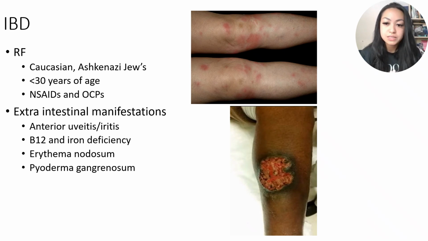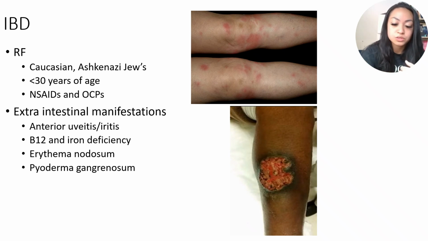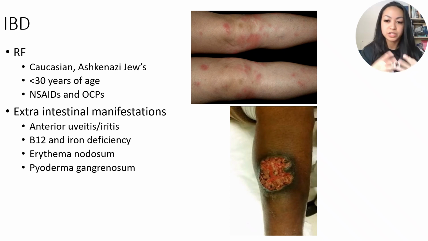Okay, so today we're going to talk about inflammatory bowel diseases, or IBD. So IBD includes Crohn's disease and ulcerative colitis. Okay, Crohn's and ulcerative colitis, and we have to be able to distinguish between these two. So in terms of risk factors for IBD, it's more common in Caucasians and Ashkenazi Jews. Okay, just remember Caucasians and Ashkenazi Jews. And it's common in patients who are less than 30 years of age, so relatively young individuals.